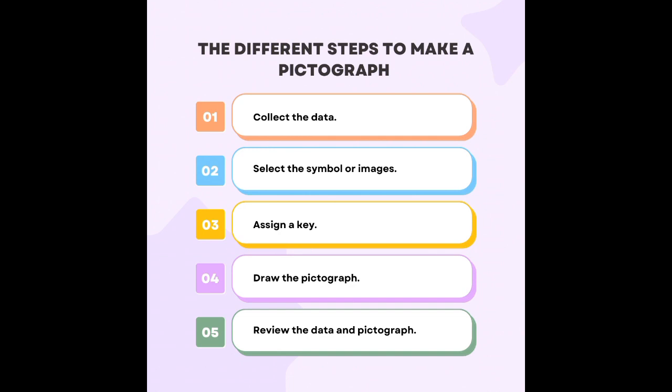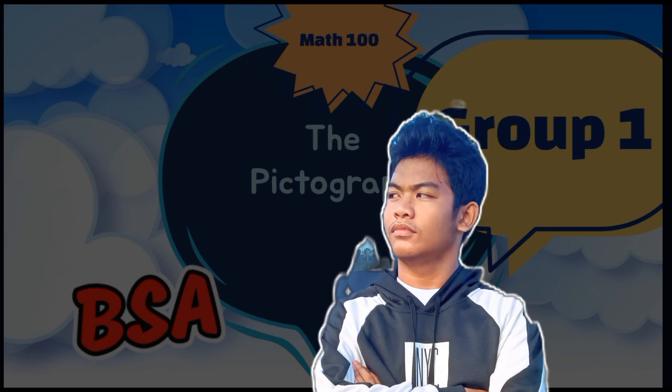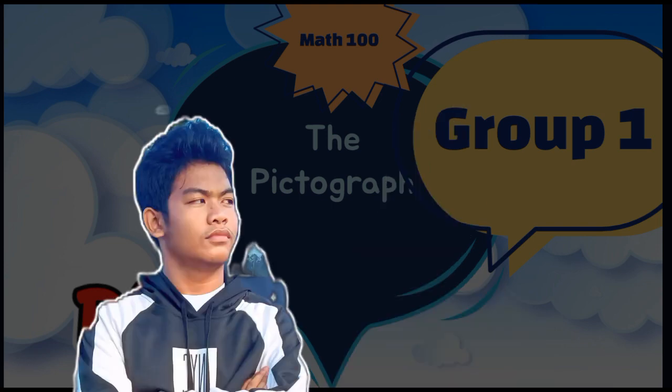Step 5. Review the data and pictograph. Once the pictograph is drawn, make sure that the images exactly represent the data as well as the labeling of the pictograph. Thank you very much, Miss Adolfo, for giving your explanation about these steps and procedures of the pictograph.